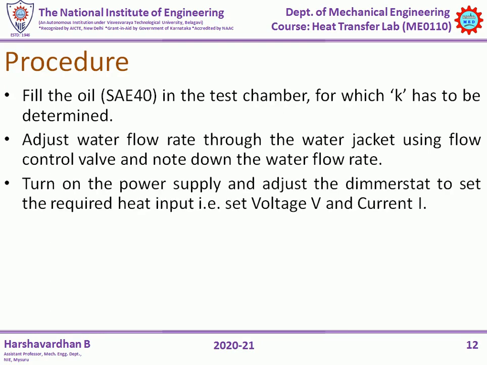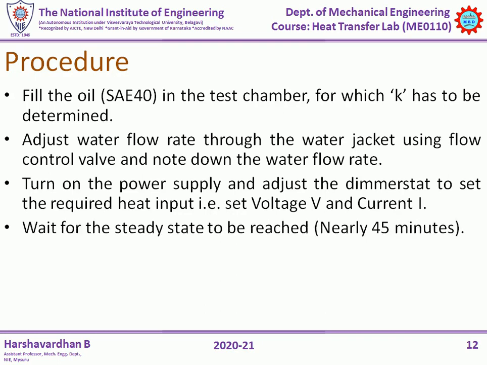Once the mass flow rate is known, we should turn on the power supply to the instrument panel, operate the dimmerstat, and set the required voltage and current so that the required heat input will be given to the lower surface of the liquid chamber. Once voltage and current values are set for the electrical heater, we have to wait for 45 minutes for the system to attain the steady state.